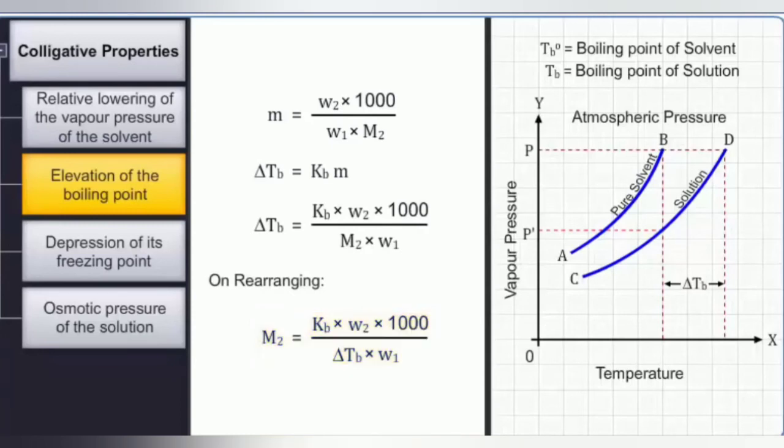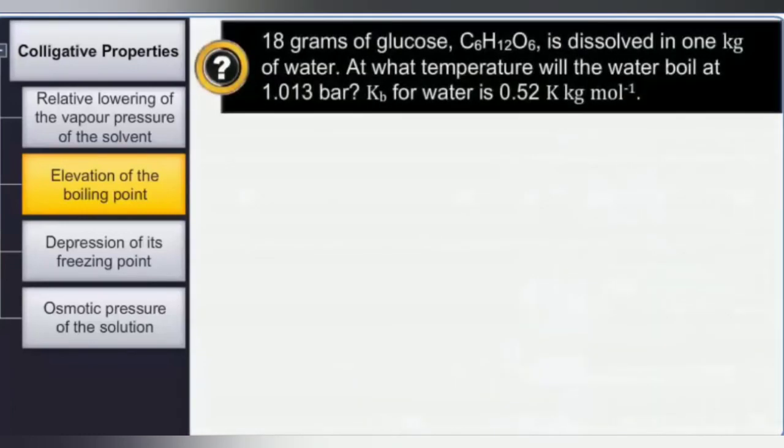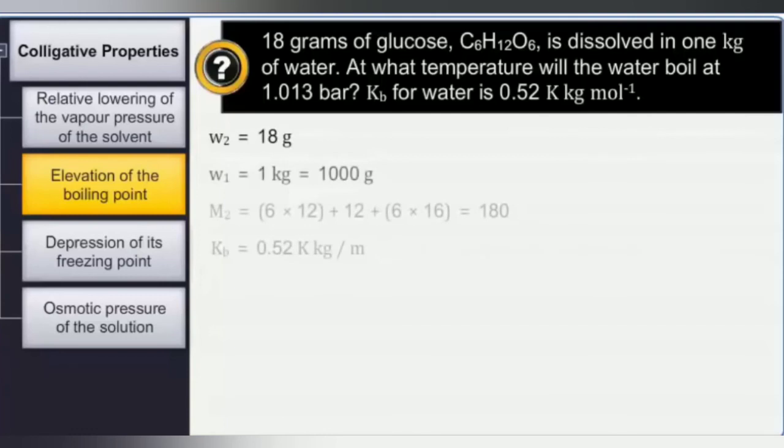Let us now solve a numerical based on elevation in boiling point. 18 grams of glucose is dissolved in 1 kilogram of water. At what temperature will the water boil at 1.013 bar? Kb for water is 0.52 Kelvin kilogram per mole. In this statement, it is given that W2 is equal to 18 grams, W1 is equal to 1 kilogram, which is equal to 1000 grams, M2 is equal to 180 and Kb is equal to 0.52 Kelvin kilogram per mole.